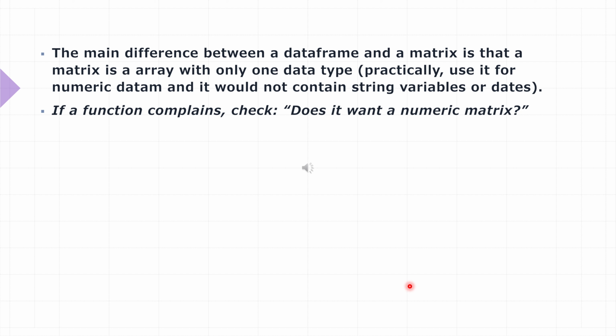What's the actual difference? A matrix is a two-dimensional array with one data type for all entries. Practically, use it for numeric data. A data frame can mix types column by column, numeric, character, factor, date, etc. So if a function complains, check, does it want a numeric matrix? If yes, select the numeric columns and convert with as.matrix first. Your future self will thank you.